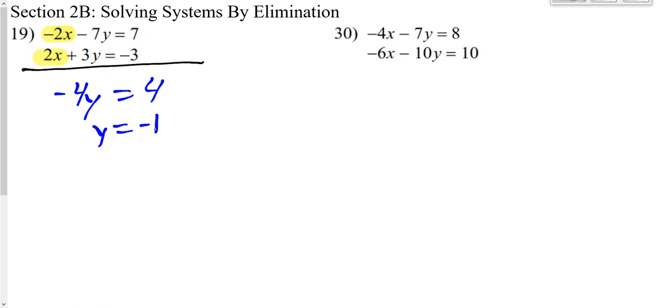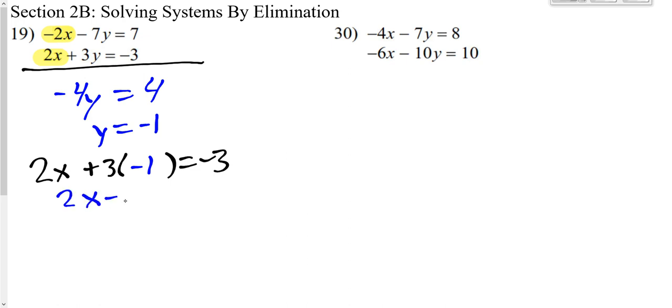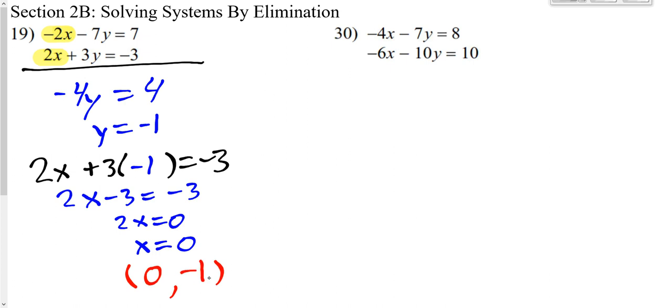Then to find our x, all we have to do is take our negative 1 and plug it into either one of our top equations. I'm going to choose the bottom equation for no particular reason. Plug in our y, and then all we have to do is solve it for x. So I'm going to add 3 to both sides, and then I'm going to have to get x totally by itself by dividing by 0, and I get 0. So remember, your answer is always coordinates of a point, which is your x followed by your y. Our x was 0, and our y is minus 1.